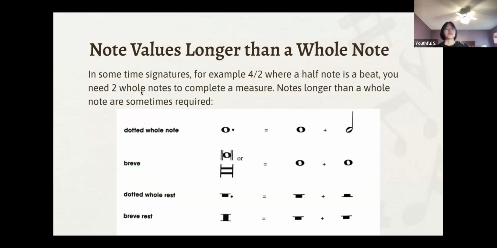So that's a new note value that you probably have not learned yet. All you need to know is that a breve is 2 whole notes.